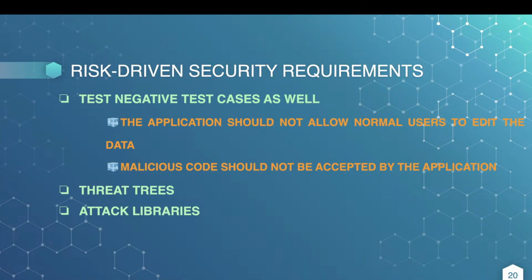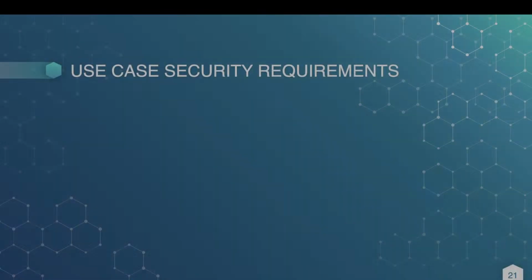When it comes to risk-driven security requirements, we want to test some negative test cases. So when the user throws in a cross-site scripting attack vector, it needs to block it. Malicious code should not be accepted. Here we talk about threat trees and attack libraries. Again, with that threat modeling, we also saw that a little bit.